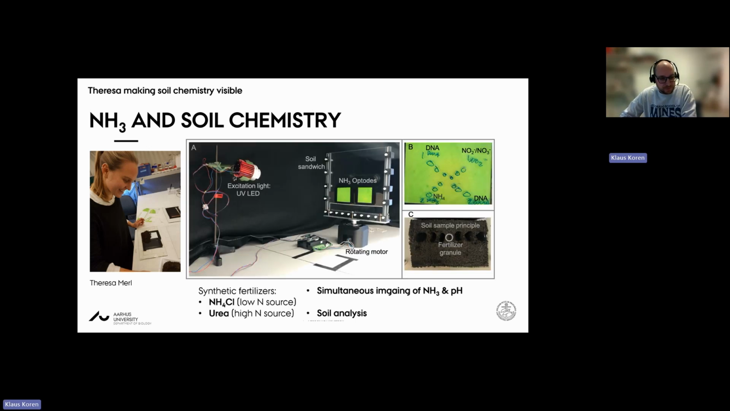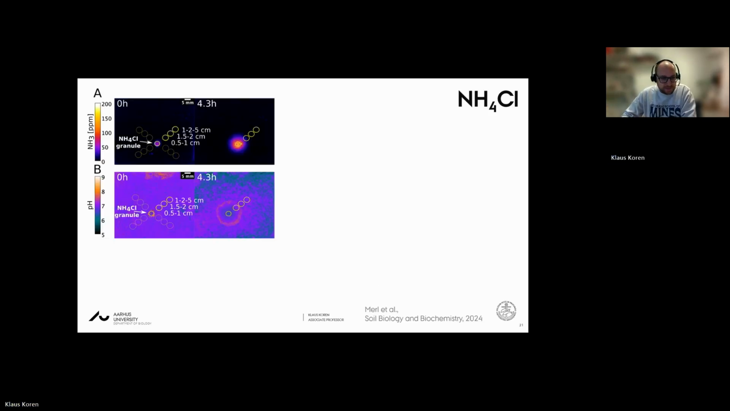And what she did is she put some fertilizer granules in the middle of the soil sample here, and then had a pH optode on one side and an ammonia optode on the other side, and then we imaged the ammonia and pH over time after putting this fertilizer into the system. And this is how it looks.